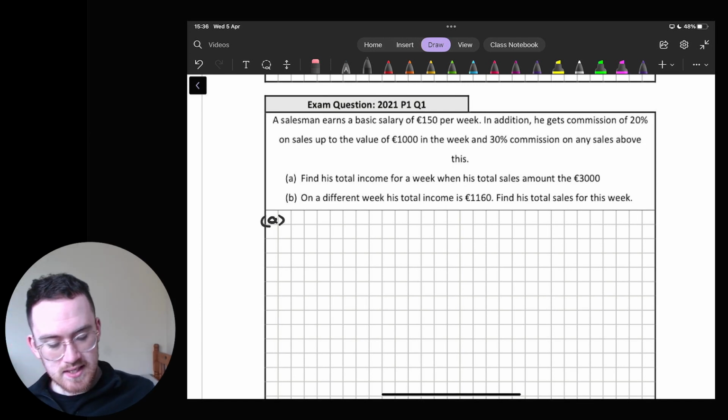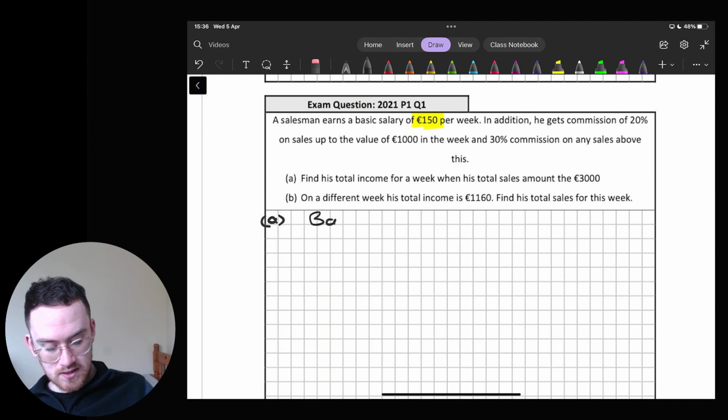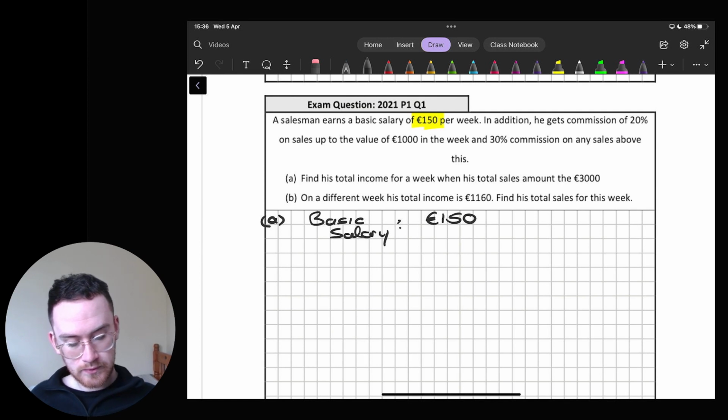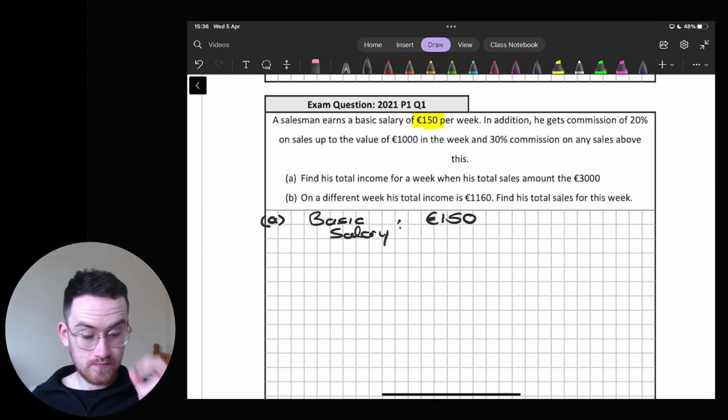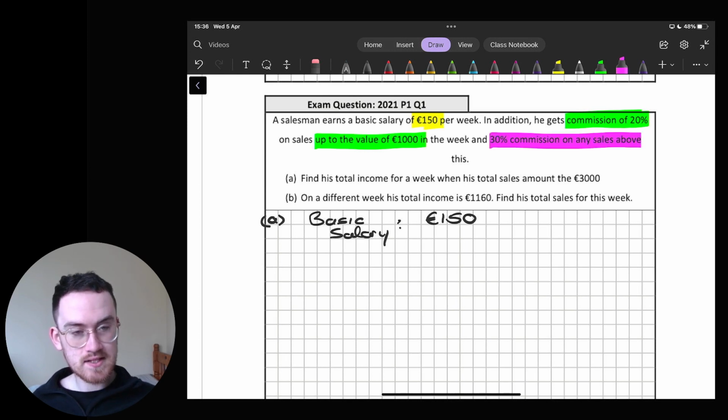So let's break this down a bit. Let's work out what we've been told. Basic salary, €150 per week. Okay, so any week gets €150. So let's put that down. So basic salary. So he's always going to get €150. In addition, this is going to be our key part. 20% commission on sales up to 1,000 and 30% on any sales above that.